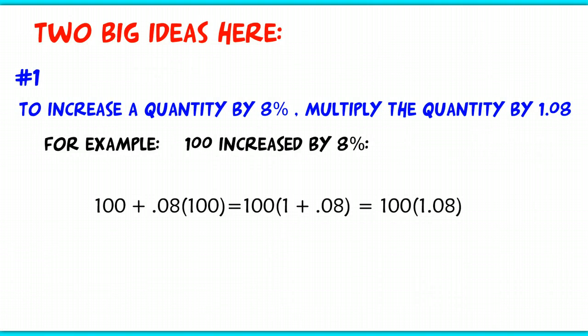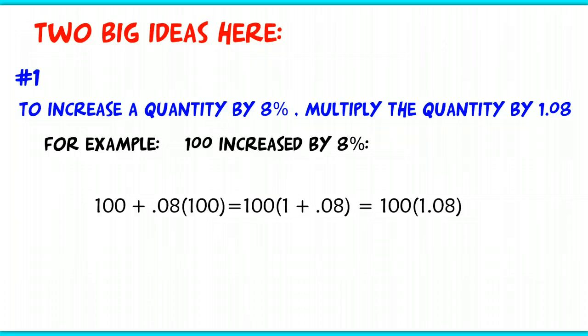All right, so two fundamental ideas to really understanding the whole idea of compound interest and doing all these financial calculations that we're going to be doing is understanding, one, that when you increase a quantity by 8%, you're going to multiply that quantity by 1.08. So I know this seems kind of obvious, but I do want to just reiterate.